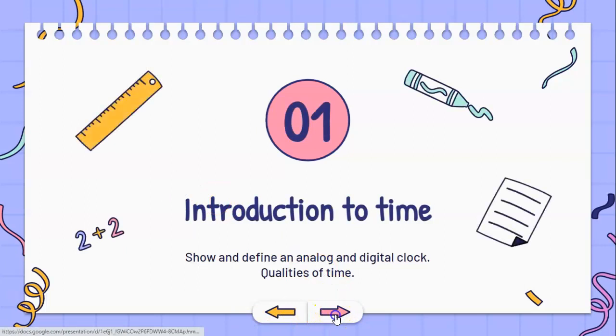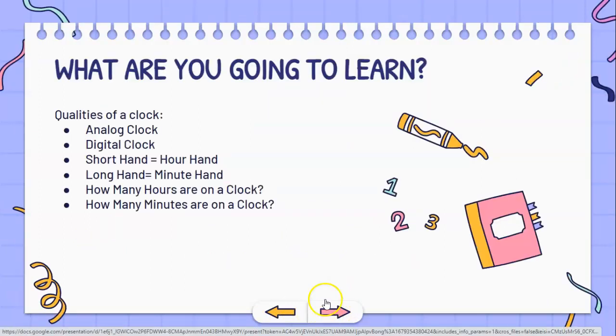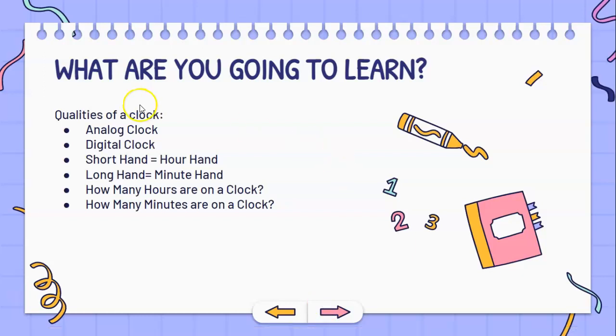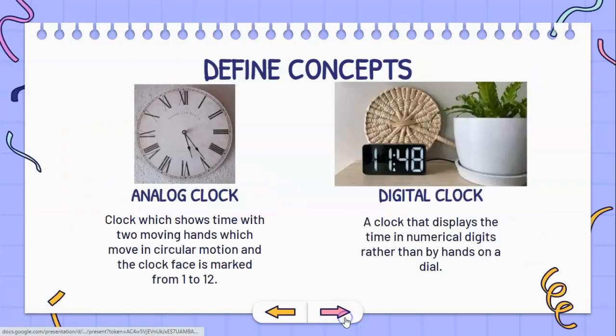Our introduction to time. What we are going to learn. Qualities of a clock. So we're going to learn an analog clock, a digital clock. We're going to learn about the hour hand or the short hand of the clock. We're going to learn about the minute hand or the long hand of the clock. And we are also going to learn about how many hours are on a clock and how many minutes are on a clock.